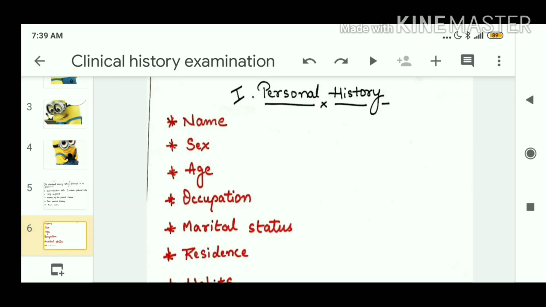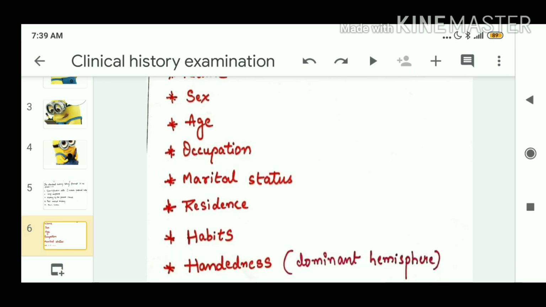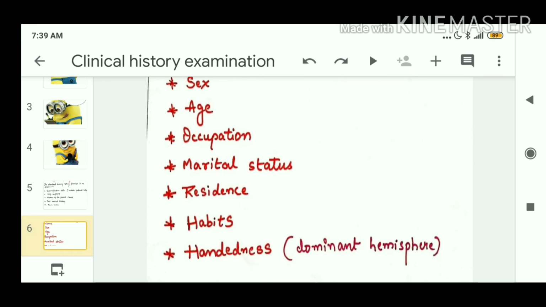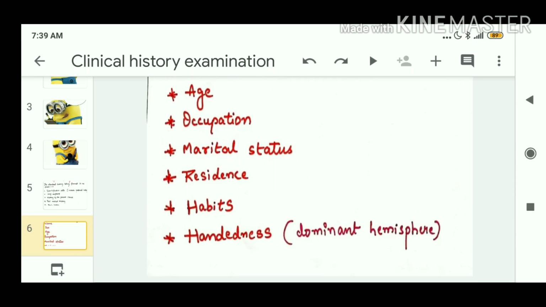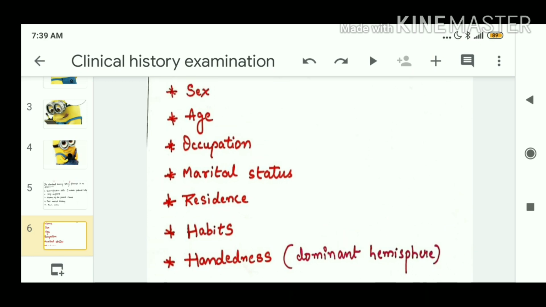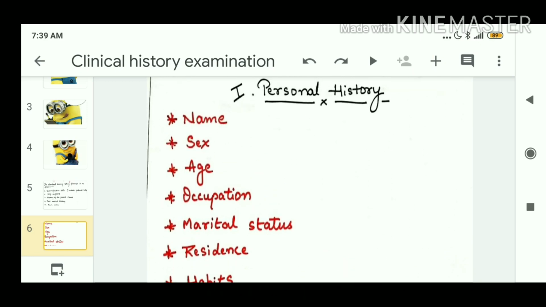Coming to the personal history, you should know the name of a patient, sex, age of the patient, occupation, marital status, residence, habits, handedness. That is, which is the dominant hemisphere. Remember it in chronological order, my dear friends, because you won't forget it. Remember it as name, sex, age, occupation, marital status, residence, habits, handedness, so that you can't miss any point.